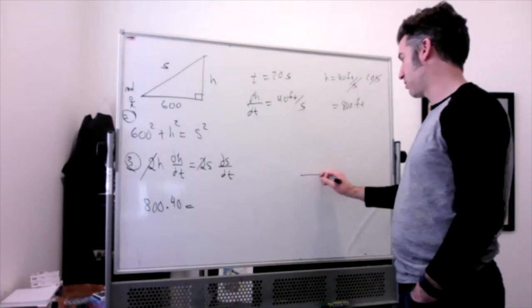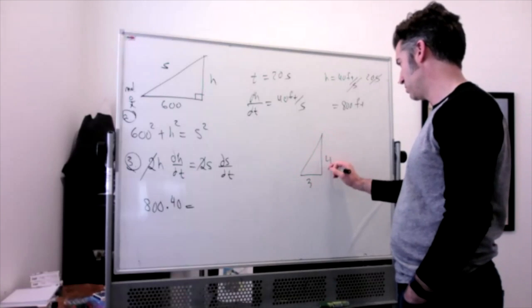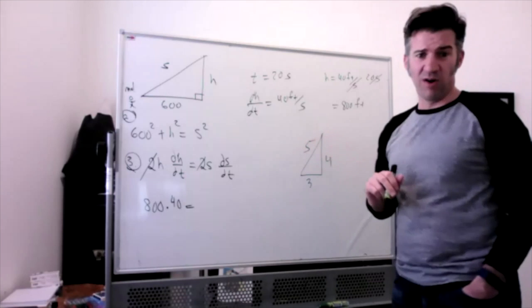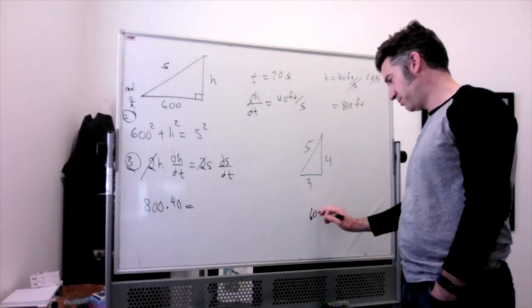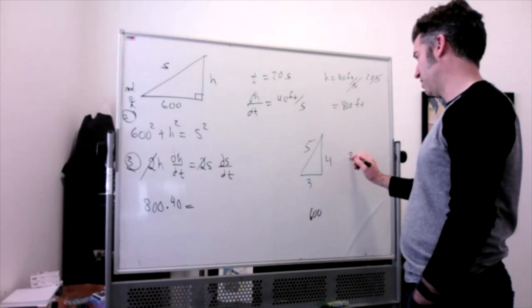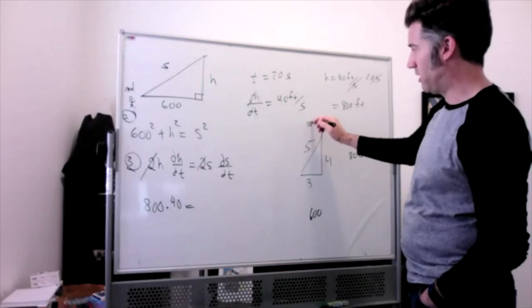This is just a 3, 4, 5 triangle where all the sides are multiplied by 200. 3 times 200 is 600. 4 times 200 is 800. 5 times 200 is 1,000.